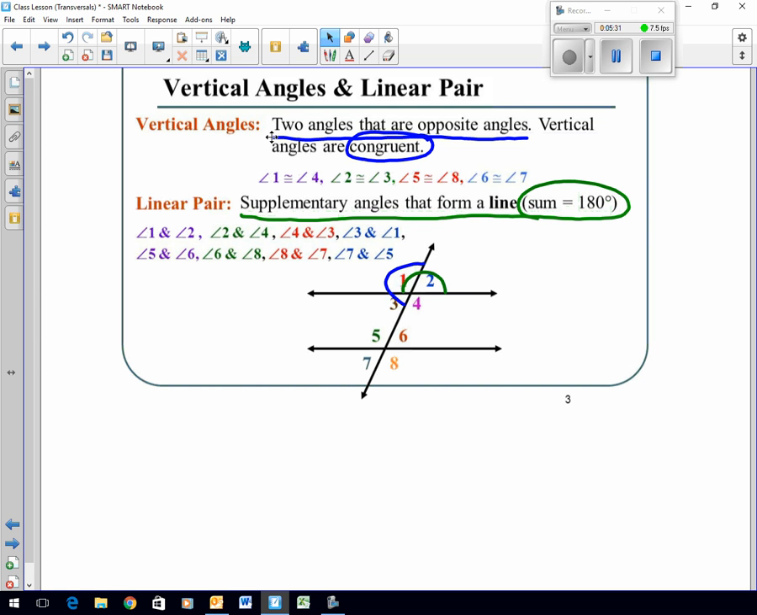A pair. Okay. I said two, right, first. What about 1 and 3? Is that a pair? Yeah. Does it form a line? Yeah. Then that's what we call a linear pair.